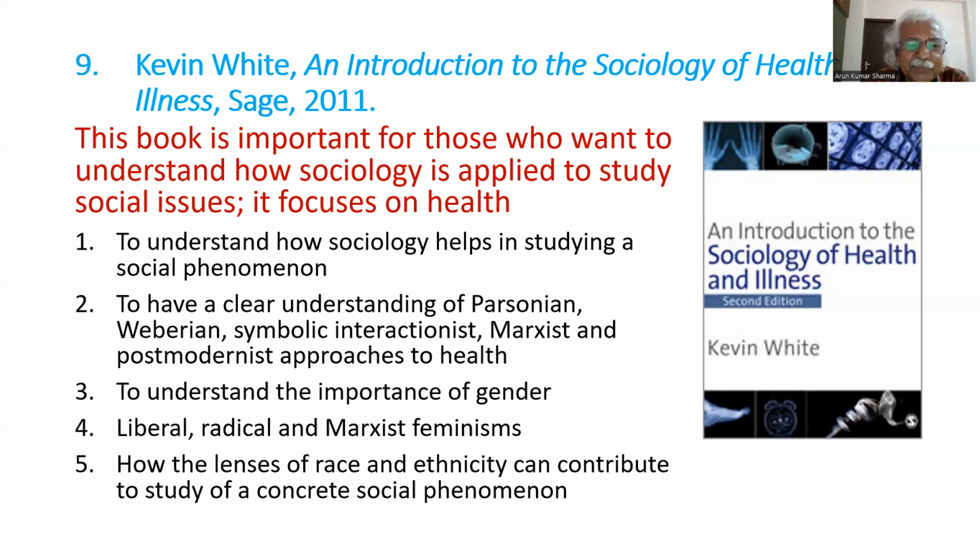So this book covers that aspect, so that by reading it you become more sensitive to liberal, radical, and Marxist feminism. You can have other varieties of feminism also, because this concept of intersectionality says that there cannot be one dominant feminism. Feminism interacts with caste, class, ethnicity, race, etc. And this book also helps you in understanding how the lenses of race and ethnicity can contribute to the study of a concrete social phenomenon. It may be poverty, unemployment, social integration or disintegration, deviance, or anything else. This book is of great help in that.